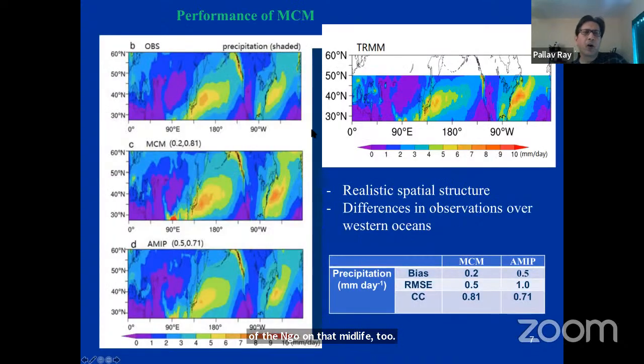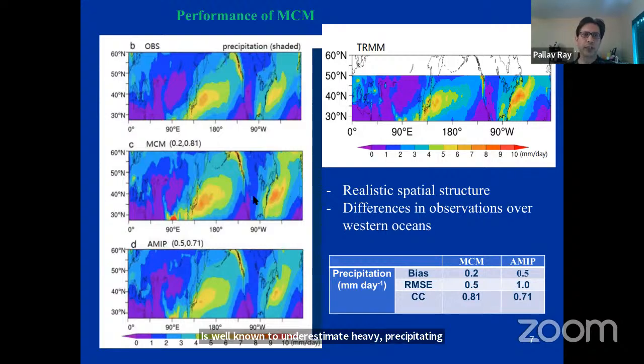This is observed precipitation at the top panel here, averaged over those 4 years. The middle panel is from MCM, and the bottom panel is the ensemble mean from AMIP. It's clear to see that both MCM and AMIP capture the overall horizontal structure of the precipitation. However, you notice that the MCM overestimates the precipitation compared to GPCP precipitation. However, GPCP is well known to underestimate heavy precipitating regions.